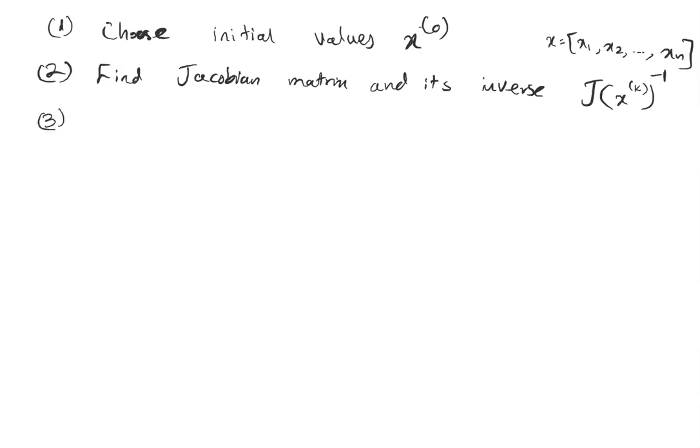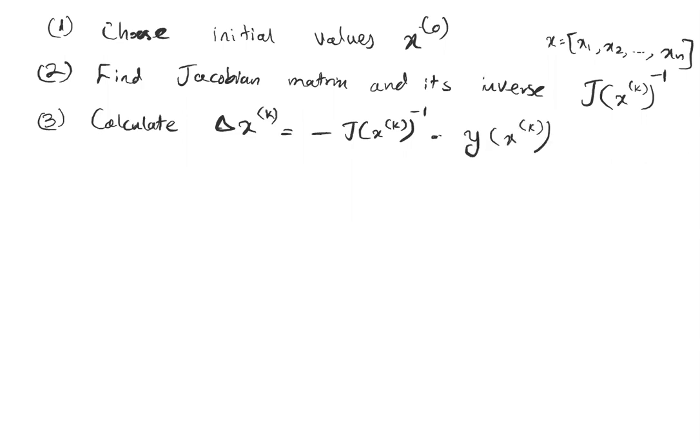The third step, we find the step to update variables. So delta x at iteration k is equal to minus the inverse of the Jacobian matrix at the current iteration multiplied by the value of your function evaluated at xk.